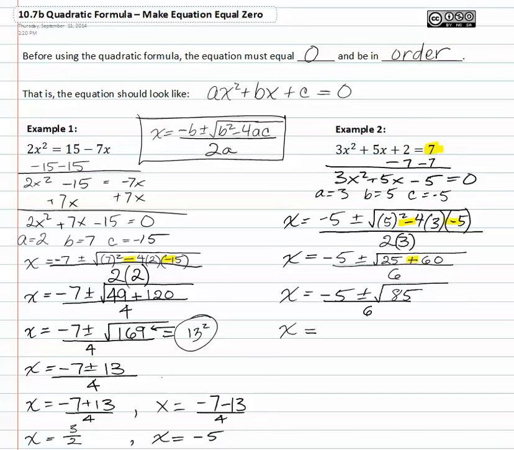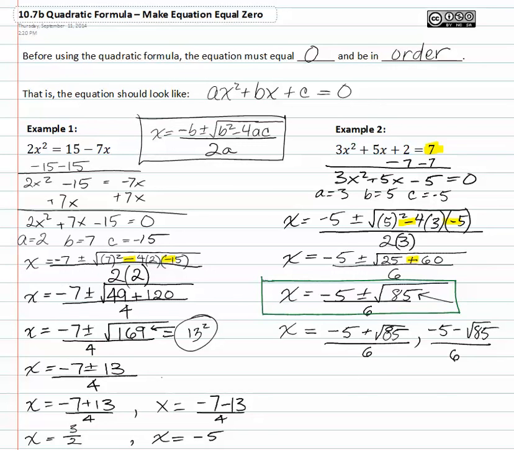Because 85 is not a perfect square, we cannot simplify that radical further other than writing it as a decimal approximation on a calculator, which we don't want you to do. So there are two solutions here, but normally we just write them the way they are right now. We could also write it like this. But you don't have to. This is equally as good and one less step.